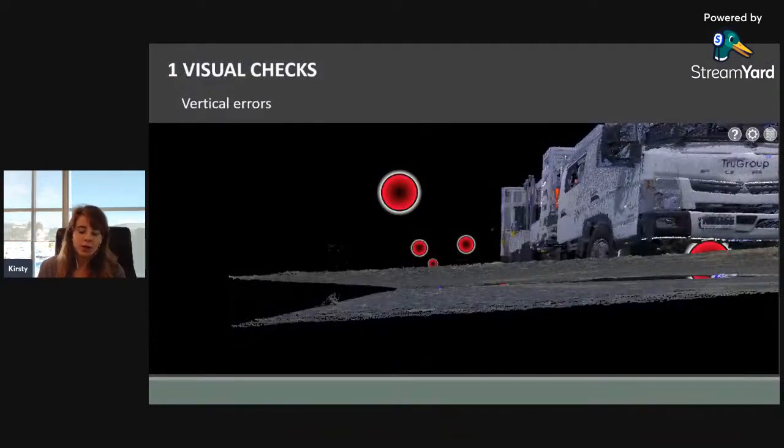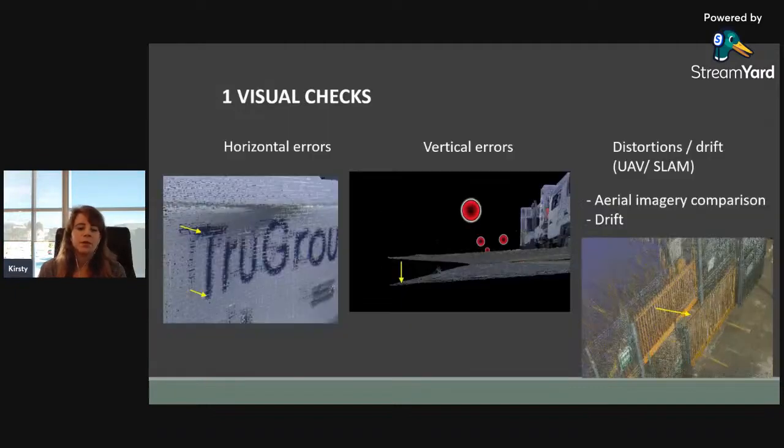What I've now got on the screen is a vertical offset. So this is just in the height where one point cloud is slightly elevated over the other. You can see here some yellow arrows depicting where those offsets were for the horizontal and verticals there. On the right, I've also got distortions and drift as something you should visually check for when you're just giving your point cloud a good visual inspection.